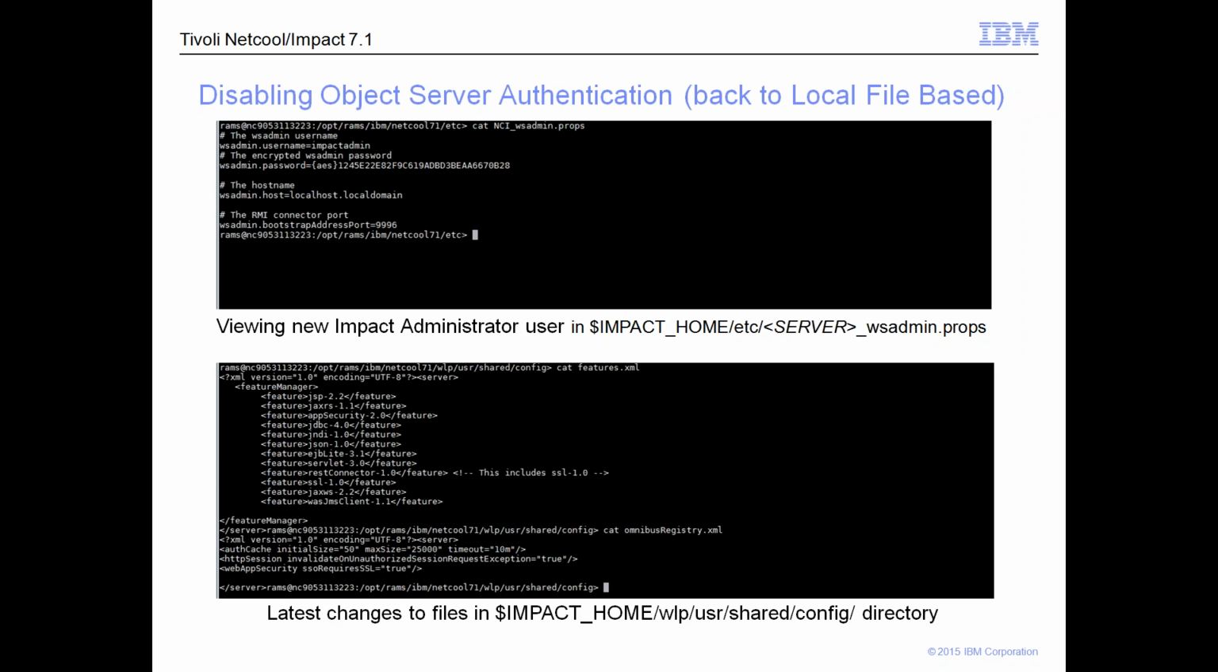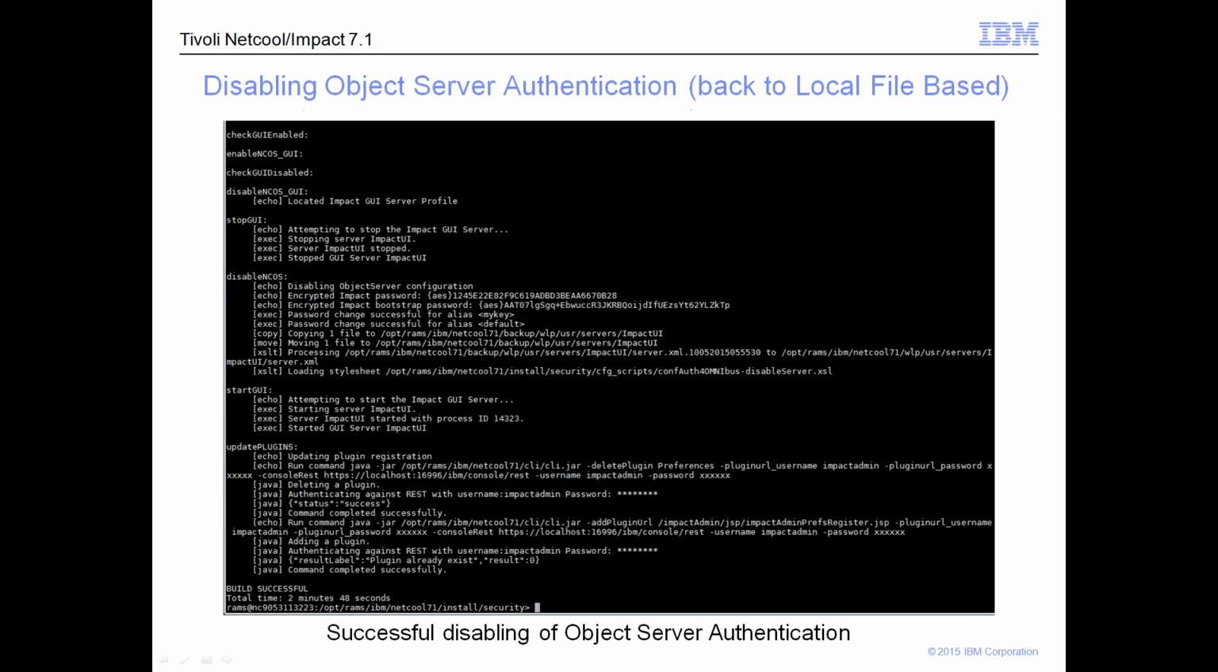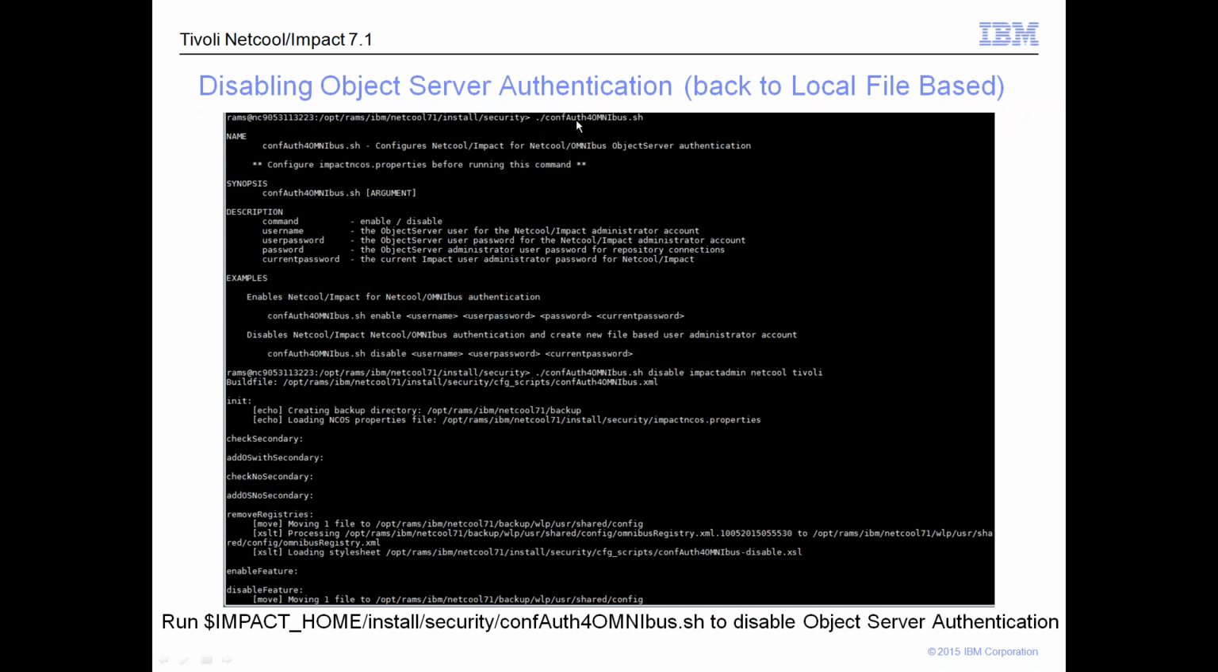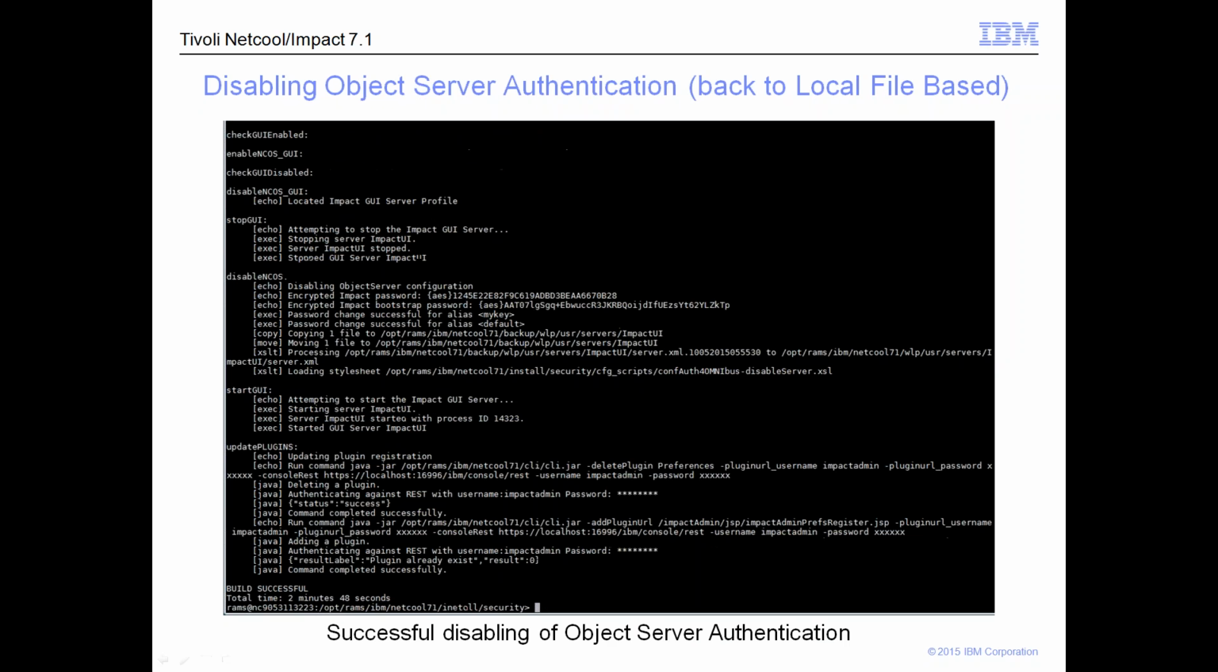Does the impact server need to be running during this configuration? Right. So when you run the config script, it does stop and start impact. So if it isn't running, it will actually start it up for you. And when this config script is completed and it's successful, the impact server and the GUI server will be running. So if it's not running, it will get started.